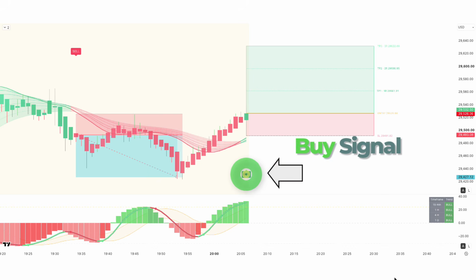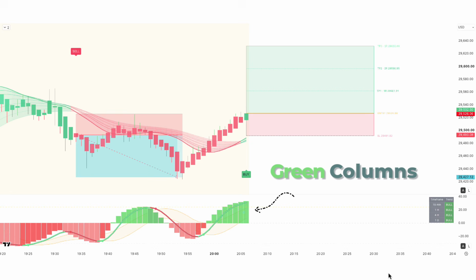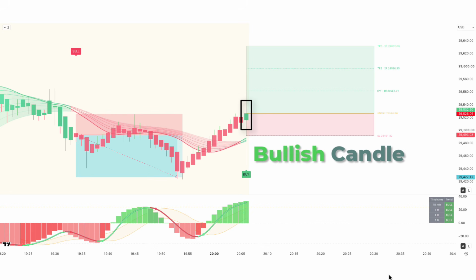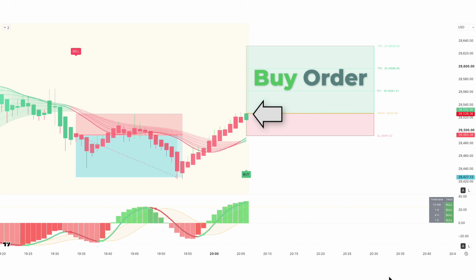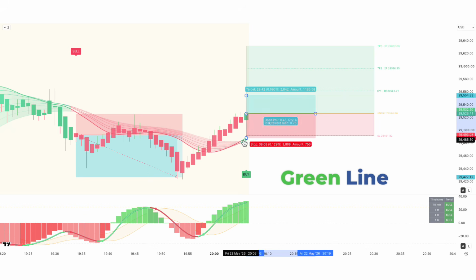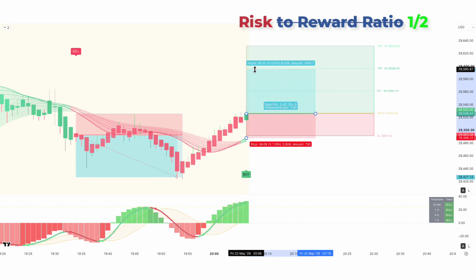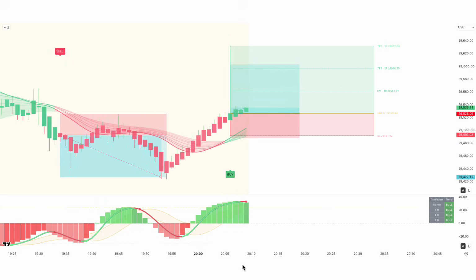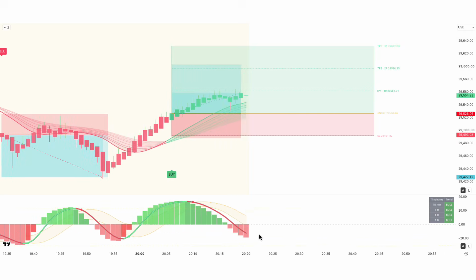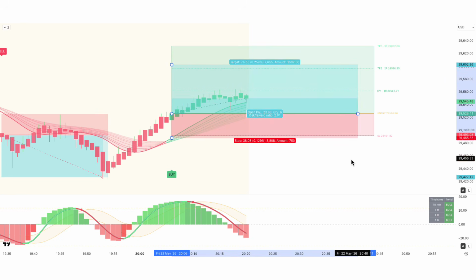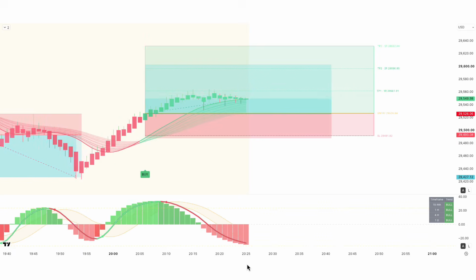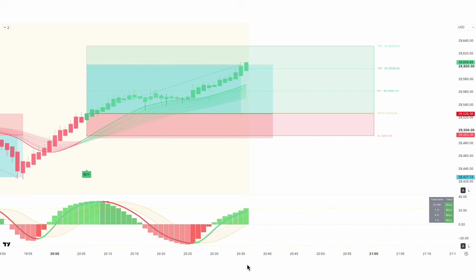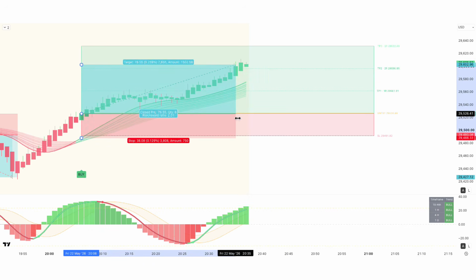Here the Adaptive Momentum Ribbon arrow up is a buy signal. Here the Xtrender indicator shows green columns. Here the market has made a bullish candle to give confirmation. So all our conditions are being fulfilled. So we are placing an order to buy. Our stop loss is to be placed at the green line. And the risk to reward ratio will be 1:2. Let's see what happens to our trade. Our trade is running in profit. We have won the trade. Let's find the next trade.